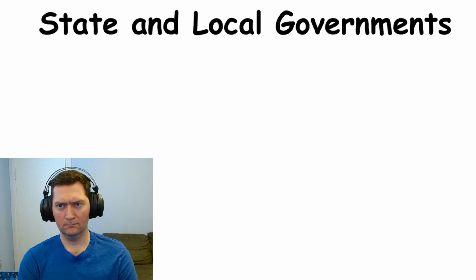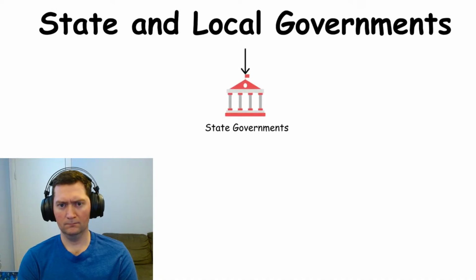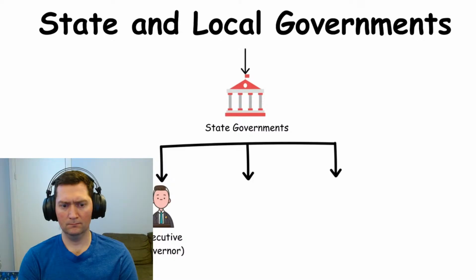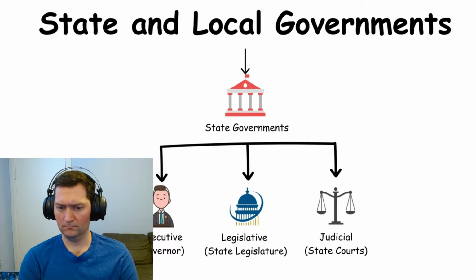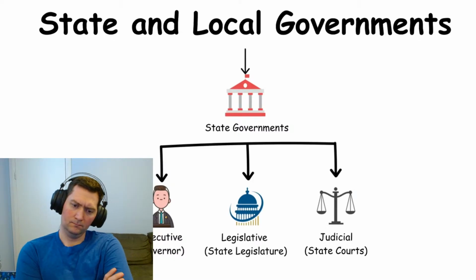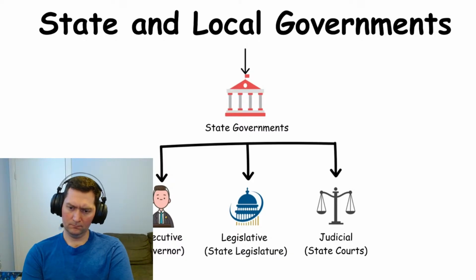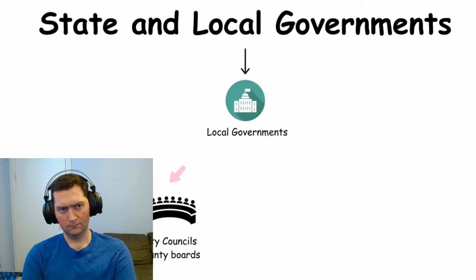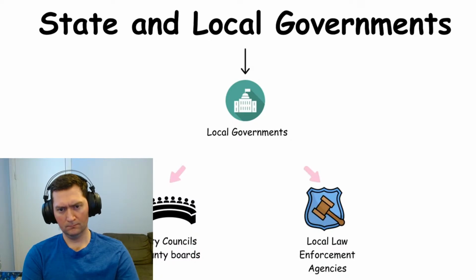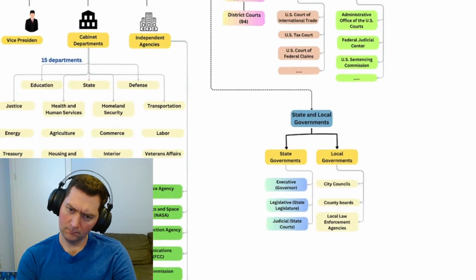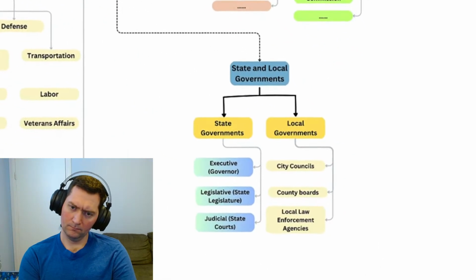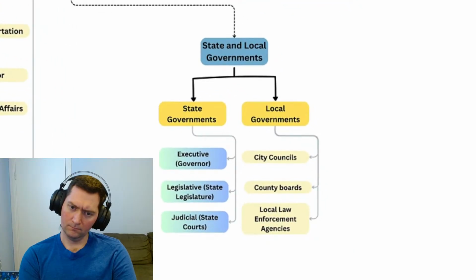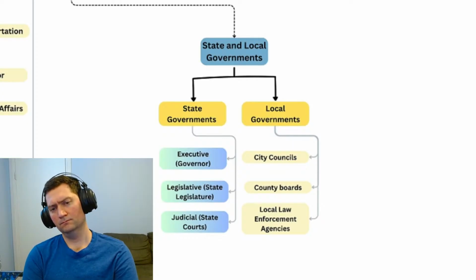State and local governments play a vital role in the lives of citizens. State governments mirror the federal structure, with executive, legislative, and judicial branches. Governors lead the executive branch, while state legislatures craft laws and state courts interpret them. Local governments, such as city councils and county boards, tackle community issues like zoning, public safety, and budgets. Local law enforcement works to maintain order and build trust. State and local governments bring governance close to the people, addressing their daily needs and concerns. Whether through state legislation or local ordinances, these governments shape the lives of individuals and communities across America.